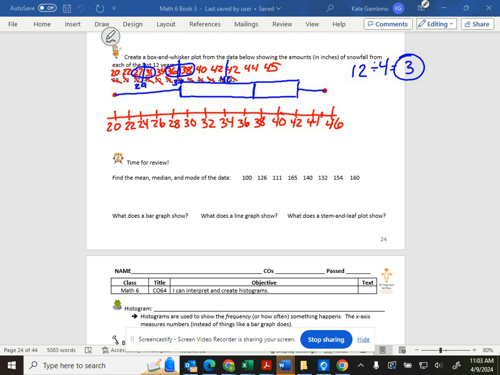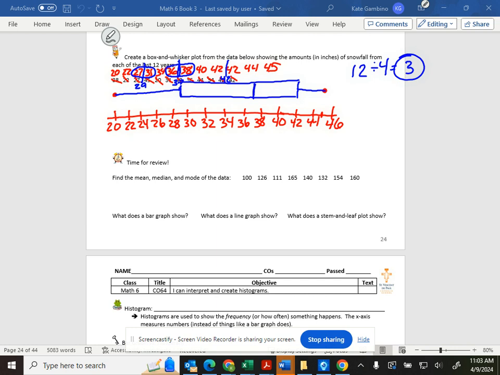And I can see what they are in that smallest section. It's between 20 and 29 inches of snow. Then I have 29 to 37 inches of snow, 37 to 42 inches of snow, 42 to 46 inches of snow. Does that make sense how we can read that box and whisker plot?